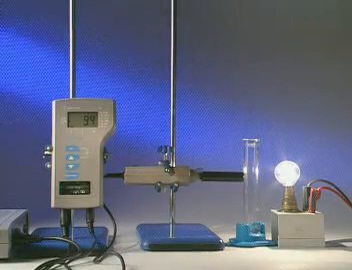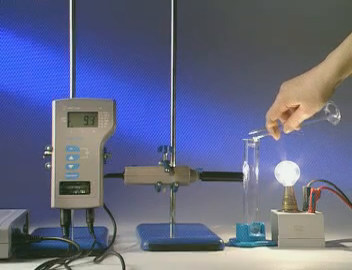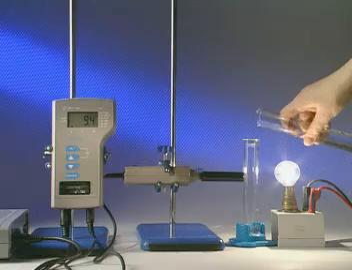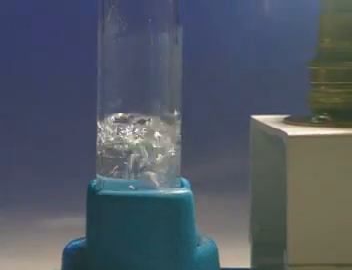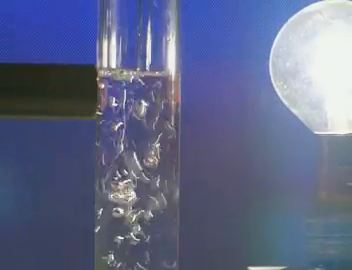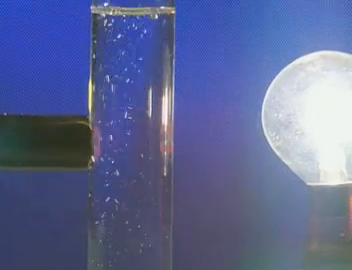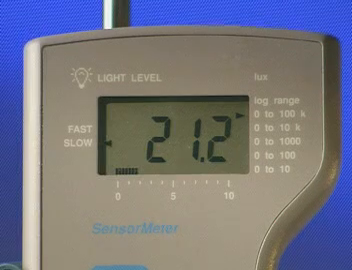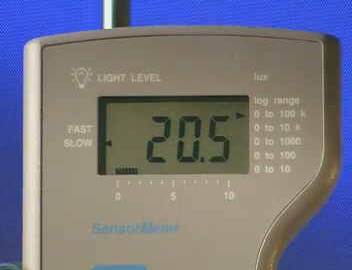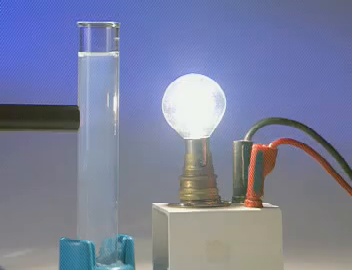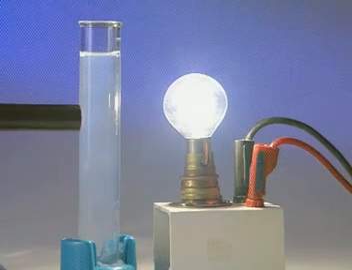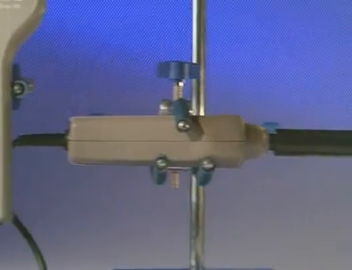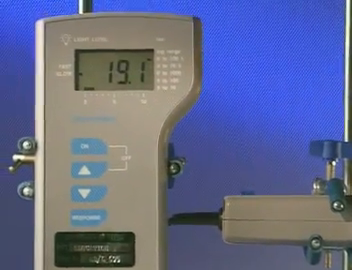To measure the rate more accurately, you can shine a light through the solution and use a light meter to measure exactly how much light passes through it. The amount of light reaching the meter is already falling. As the sulfur is produced, more light is absorbed by the reaction mixture and less light passes through.